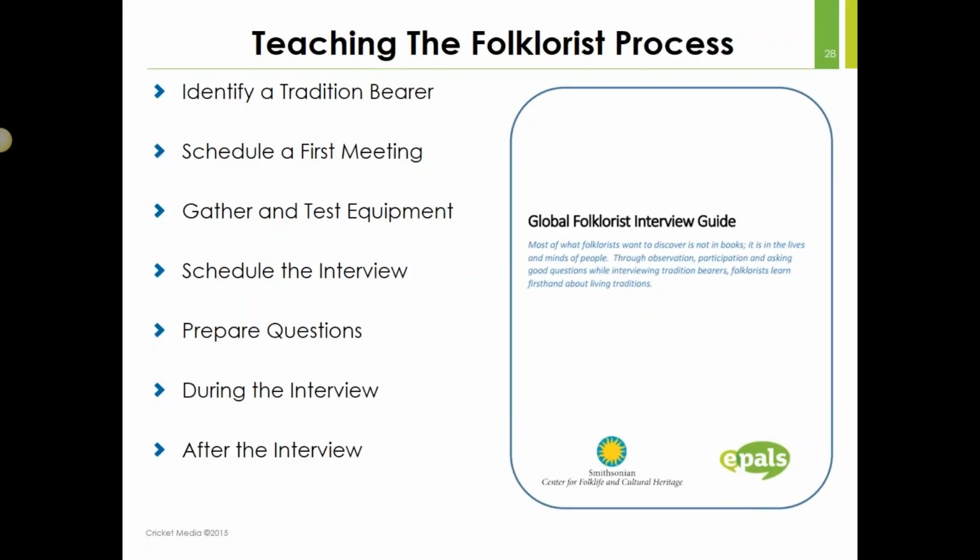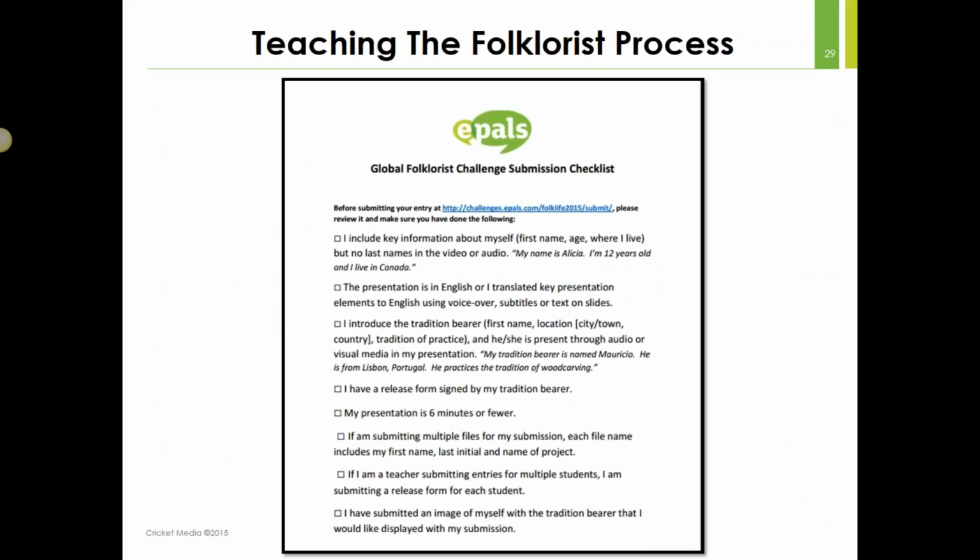So just wanted to highlight that resource that's contained within the packet, as well as this next resource that I mentioned before, the submission checklist. So this is really just procedural, making sure that everything regarding your presentation fits the criterion, such as that it's 6 minutes or fewer, that you have signed releases from the tradition bearer, as well as the adult representative for the students, as well as some other things, including an image that you'd like displayed with your entry.